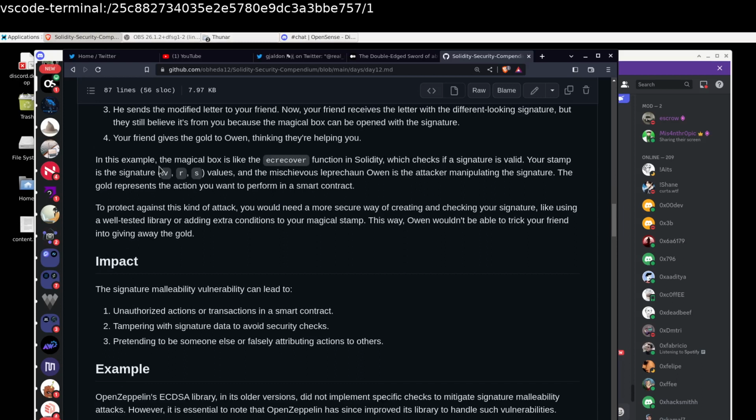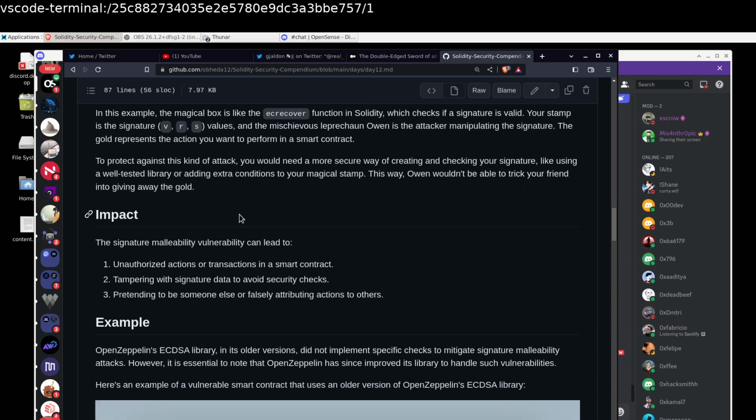In this example, the magical box is like the ecrecover function in Solidity, which checks if the signature is valid. Your stamp is the signature of V, R, and S values, and the mischievous leprechaun Owen is the attacker manipulating the signature. The gold represents the action you want to perform in the smart contract. To protect against this kind of attack, you need a more secure way of creating and checking your signature, like using a well-tested library or adding extra conditions to your magical stamp. This way, Owen wouldn't be able to trick your friend into giving him the gold.